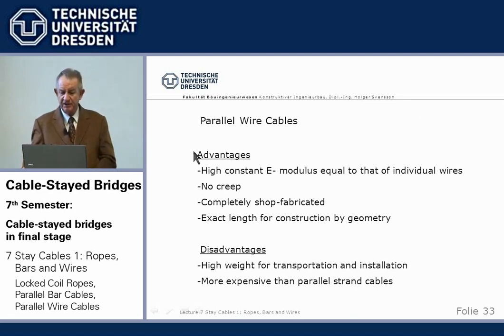So now let's go here. What are the advantages of these parallel wire cables? Completely new system against, at that time, only lock coil ropes. Started in the 60s. Now it's a highest modulus of elasticity. The modulus of elasticity of the cable is identical to the modulus of elasticity of the wires. There's no coiling or anything, it's just straight wires. Of course, they don't creep like ropes. They are also completely shop fabricated and have the exact length.